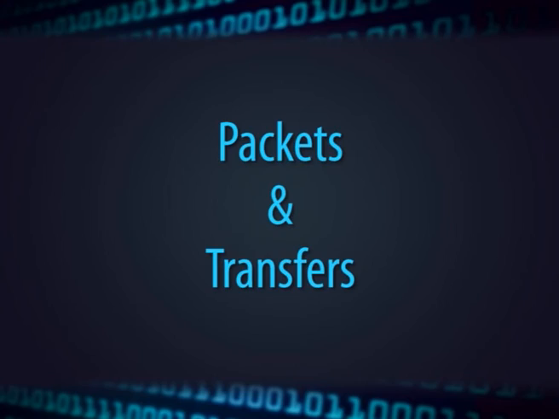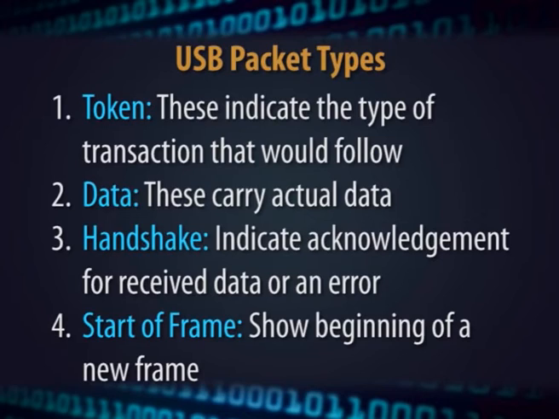Packets and transfers. USB has 4 different packet types. They are: 1. Token. These indicate the type of transaction that would follow. 2. Data. These carry actual data. 3. Handshake. These indicate acknowledgement for received data or an error. 4. Start of frame. These show beginning of a new frame.